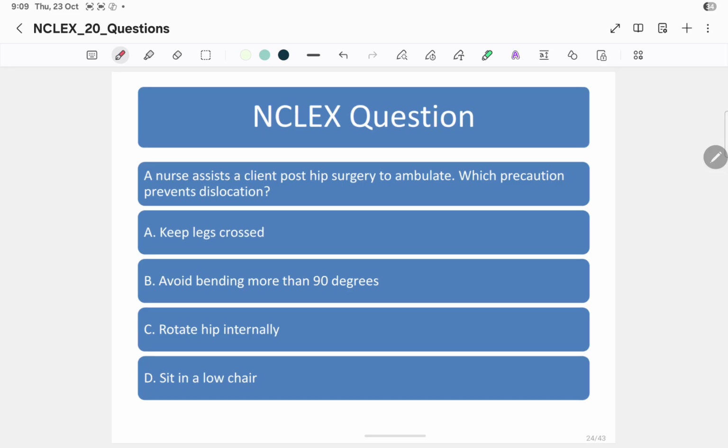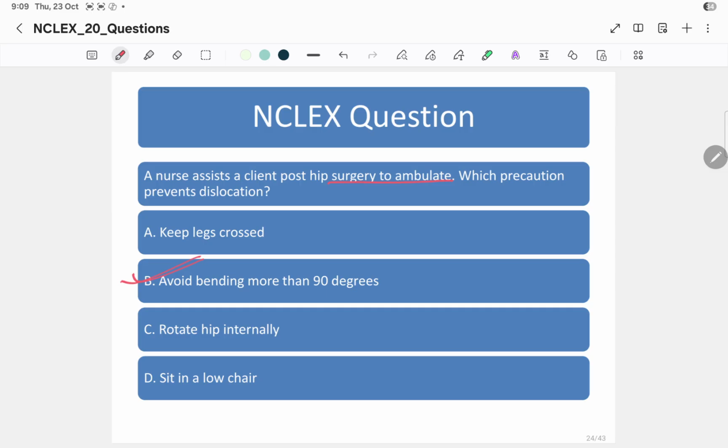Next, a nurse assists a client post-hip surgery to ambulate. Which action prevents dislocation? A. Keep legs crossed. B. Avoid bending more than 90 degrees. C. Rotate hips internally. D. Sit in a low chair. So to prevent dislocation, the precaution to be taken is to avoid bending more than 90 degrees. Option number B is the correct answer.